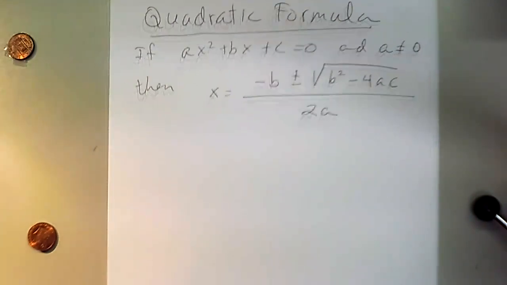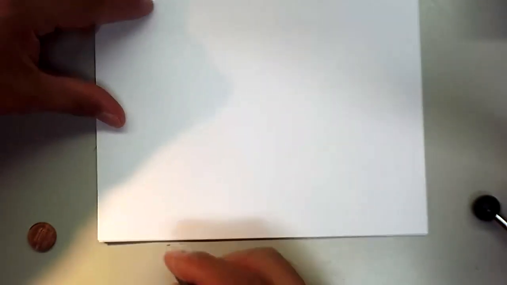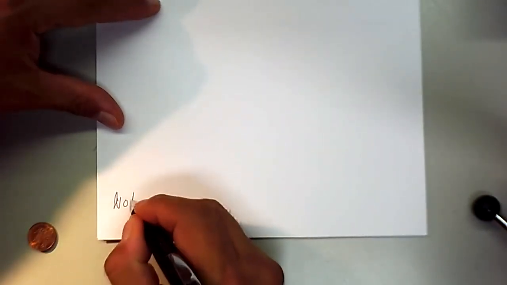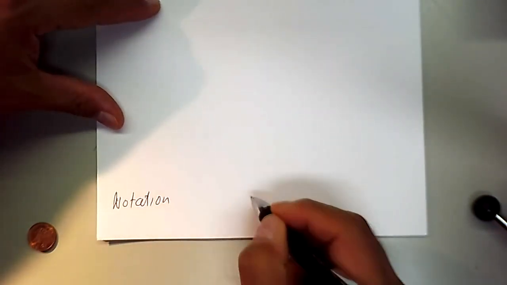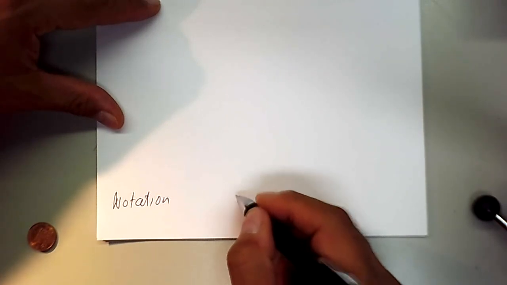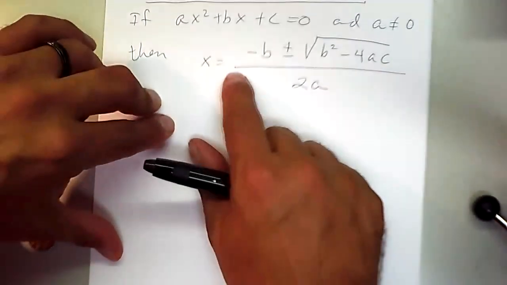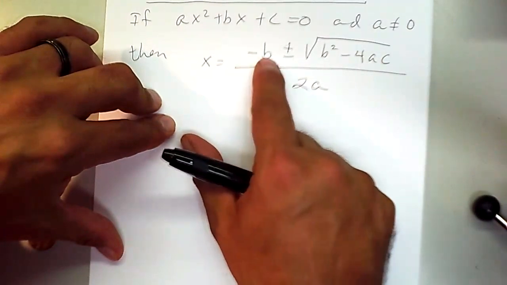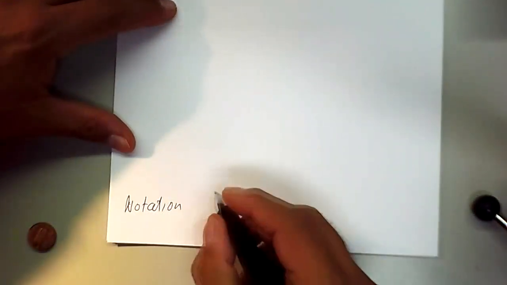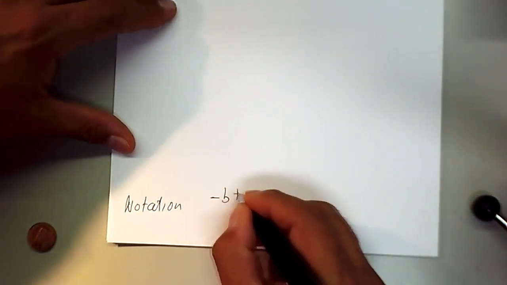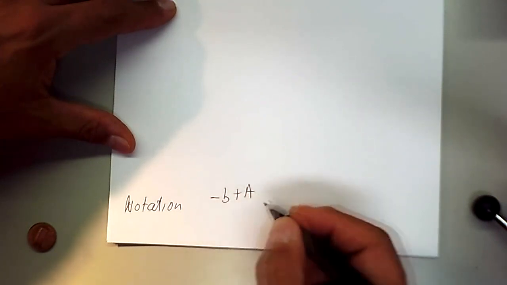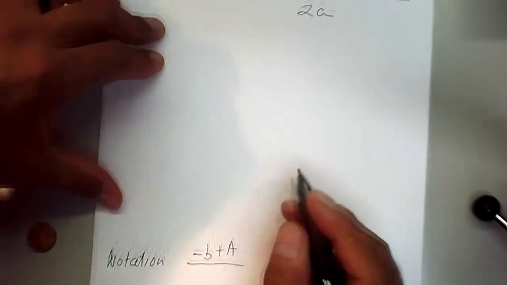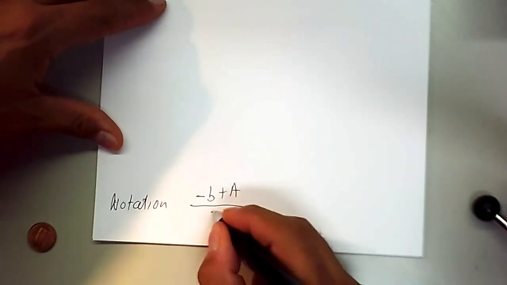Let me talk about notation first, because this is important. Notation. All right. Let me simplify this notation and just put negative b plus, negative b plus a over, and I'm just going to put 2a. That's fine. Okay.